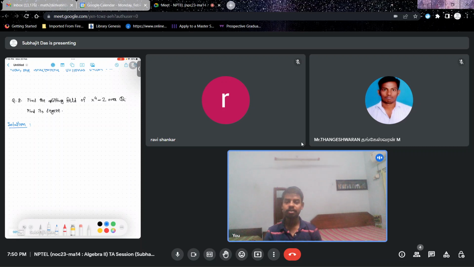We have defined what splitting field means. It's defined to be the minimal extension of the base field. In this case the base field is Q. So it is a minimal extension of Q such that x to the power 4 minus 2 splits completely into linear factors over this extension. In other words, it's the minimal extension of Q in which this polynomial x to the power 4 minus 2 has exactly 4 roots.